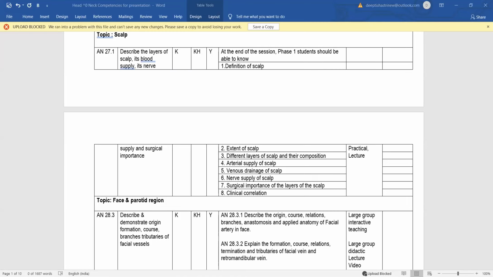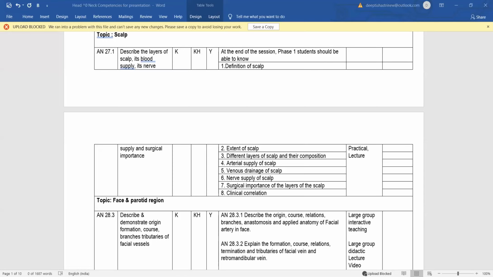That is what, so where we can show, because the SLOs are there, the surgical importance of layers, clinical correlation, so it would be better that we take out which competencies we will be dealing with in a lecture class and which SLOs we will be dealing with in practical sessions separately. If it is there, it would be better. That is my suggestion. Okay, ma'am.